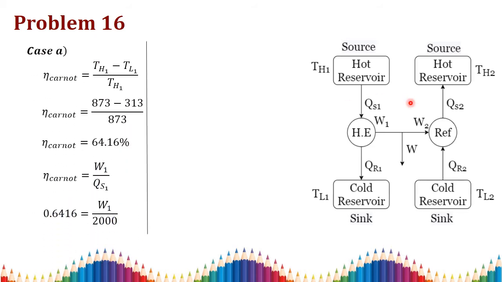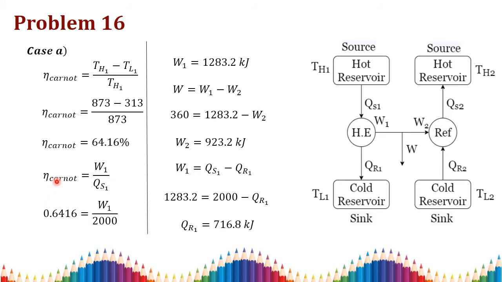So case A, if you need to find the Carnot efficiency of the heat engine, then your formula will be TH1 minus TL1 divided by TH1. We know the cold reservoir and hot reservoir values. You supply these and you get a Carnot efficiency for the heat engine of 64.16%. Then the Carnot efficiency can be written for a heat engine as work done divided by heat supplied. The heat supplied given in the problem is 2000 kilojoule. You substitute that value and you get work done 1 is equal to 1283.2 kilojoule.